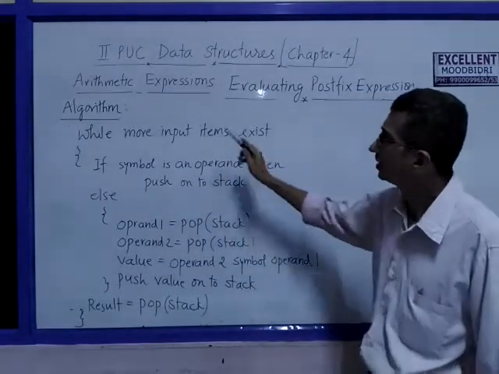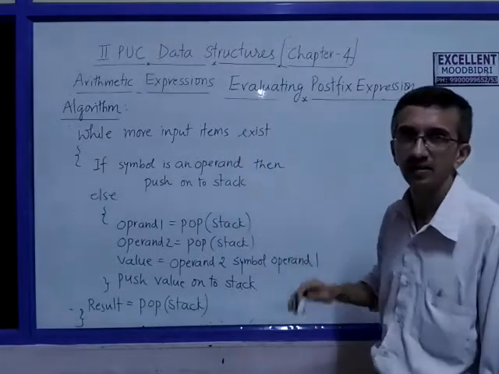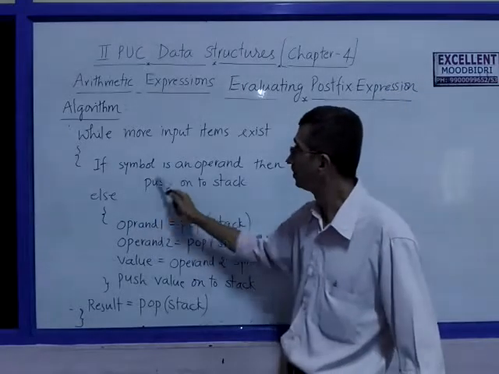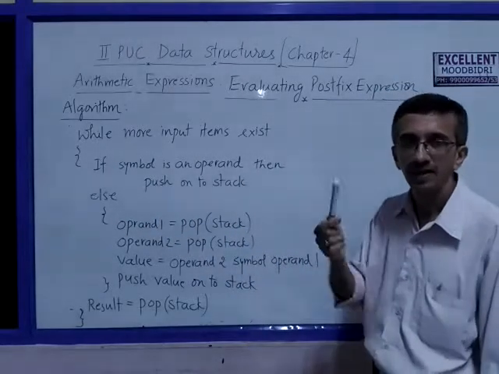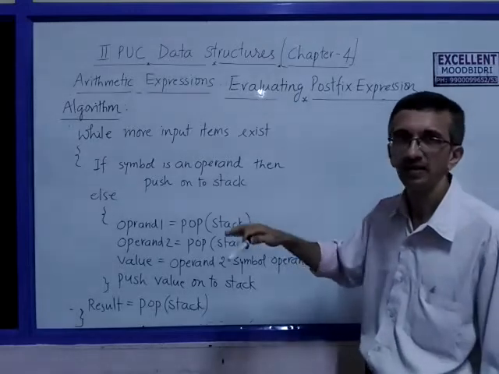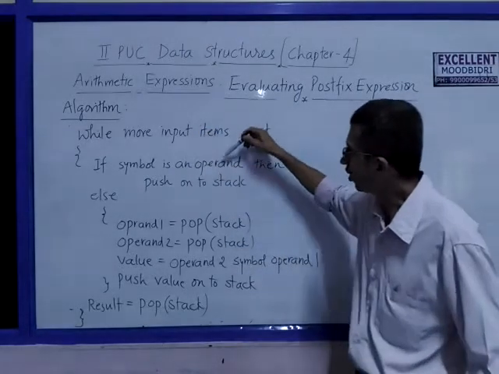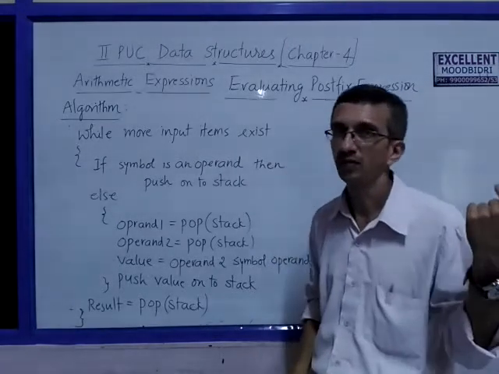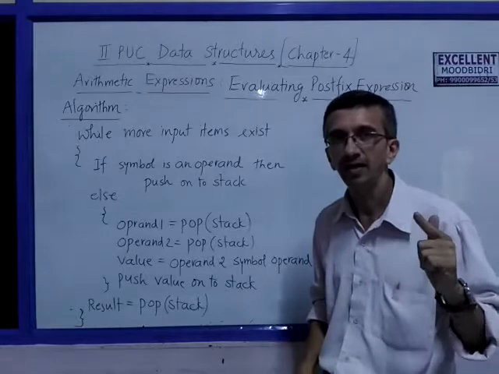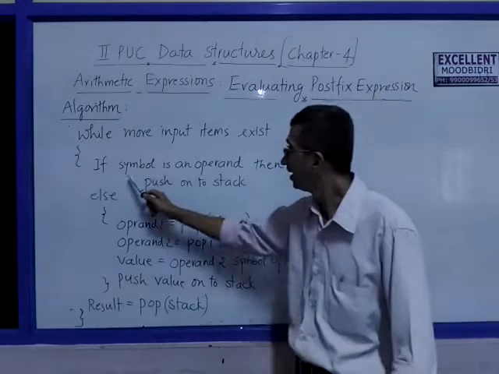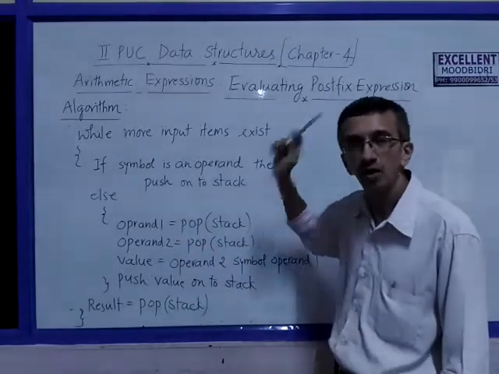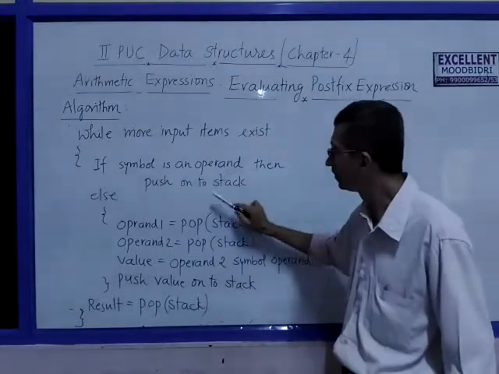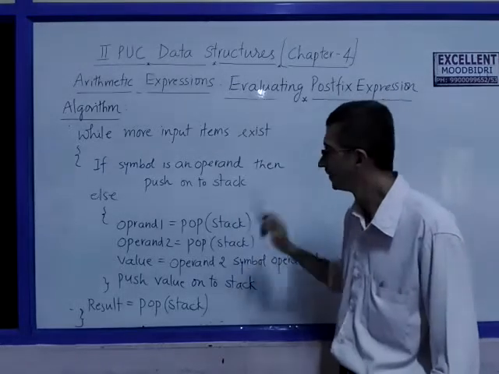So in summary, while more input items exist, we take each input item, I mean the symbol. Now see, if the symbol is an operand, if the symbols are taken one by one in sequence, and the symbol is an operand, then push it onto the stack. It is the reverse of the previous conversion algorithm. There, if it is an operand, we are pushing it. Where here, if it is an operator, we are pushing onto the stack. Here, if the symbol is an operand, then push onto the stack, right?